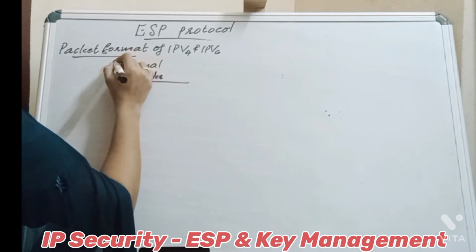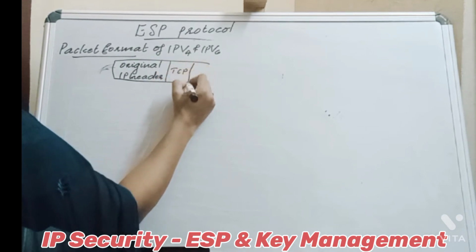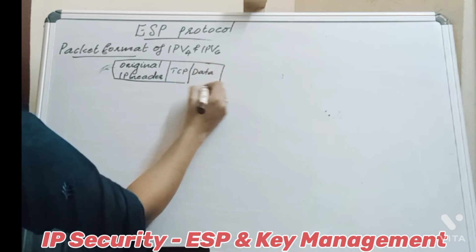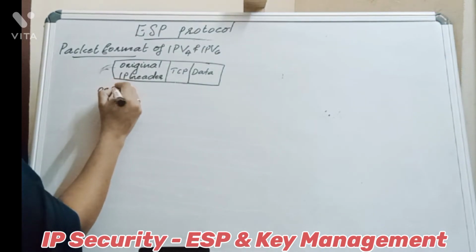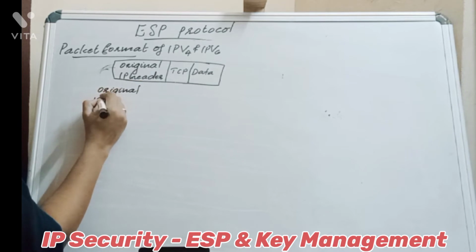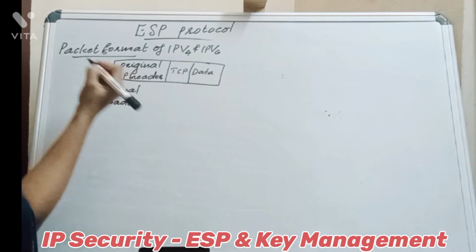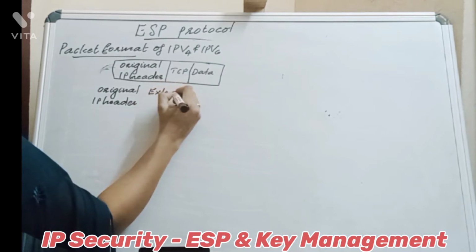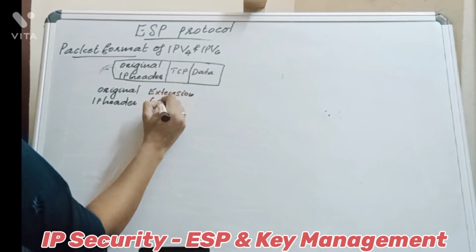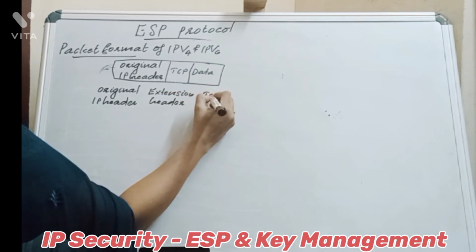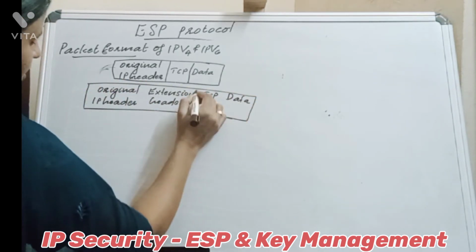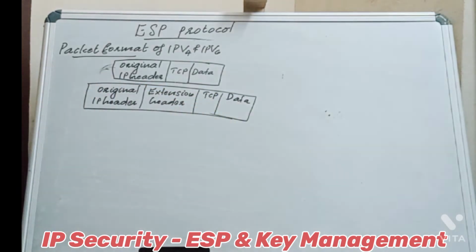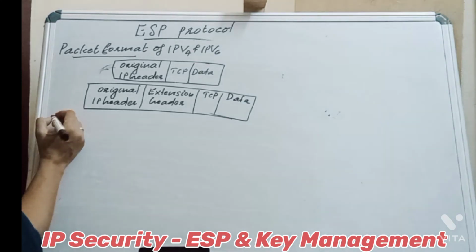Original IP header, TCP data. This is the packet format of IPv4. Next, the packet format of IPv6: original IP header, extension header, TCP data. This is the packet format of IPv6. Then after applying ESP, the packet format will be like this.